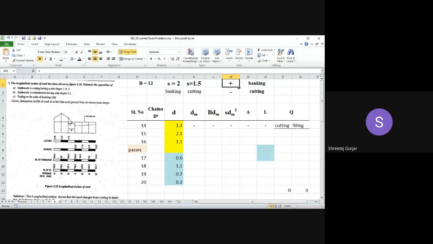So we'll consider plus if it is for banking and minus if it is for cutting. So this plus and minus is regarding your depth, your D value. If D is positive, it is considered as banking. If D is negative, it is considered as cutting. So this is just a few basics before we start class.